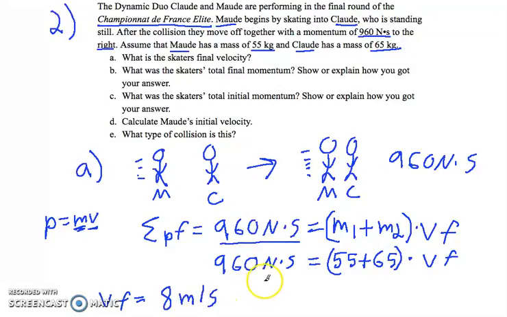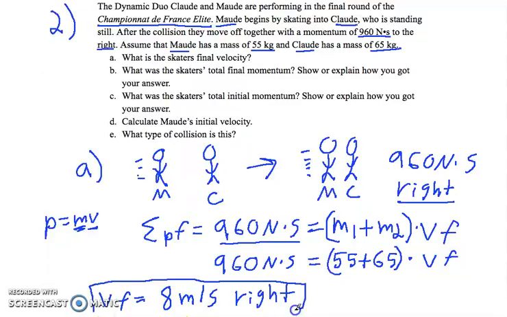It's implied that it's to the right, because their total final momentum was to the right, so their final velocity is to the right as well. Together they're moving off with a velocity of 8 meters per second to the right. So that is part A.